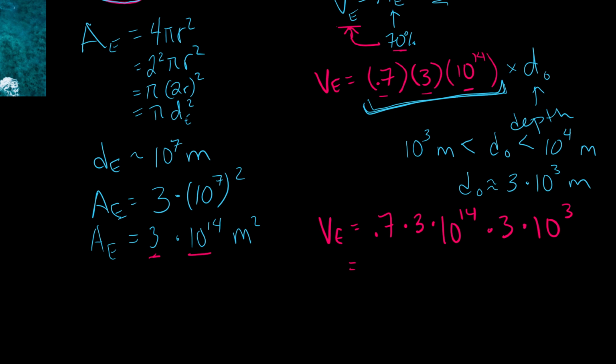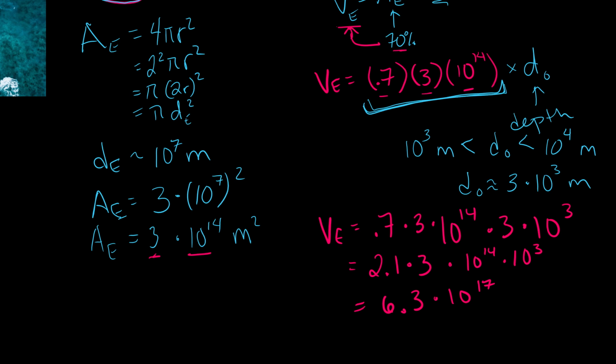So we get 2.1 if we multiply 0.7 times 3. And then if we multiply 2.1 times 3, that'll end up being 6.3. Okay, and then we have still a factor of 10 to the 14 times 10 to the 3rd. Well, I can combine those, right, by adding 14 plus 3. When I have a power of 10 to a certain exponent, you add the exponents. So I have 6.3 times 10 to the 17th. Okay, so there is my volume estimation for the volume of the ocean.